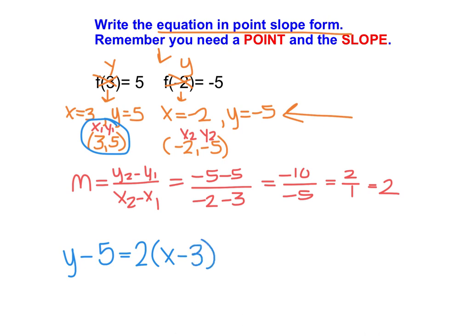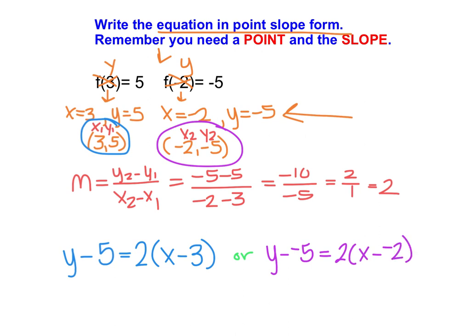Then remember, we have 2 possibilities here because we actually have 2 points on this line. So if we picked this point here in purple, we would have y minus our y coordinate of negative 5 is equal to 2 times x minus our x coordinate of negative 2. Utilizing keep, change, change, I would have y plus 5 is equal to 2 times x plus 2.